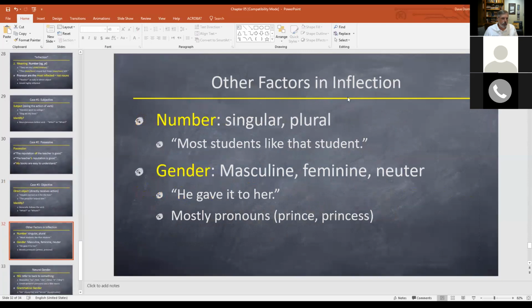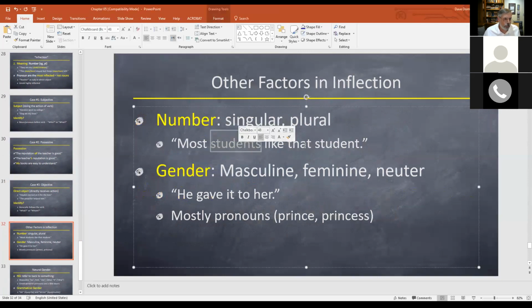There are other factors that deal with inflection in English. The number, singular or plural. Most students, plural, like that student. Or we'll say likes that student, I'm in Greek still. Most students likes that student. Well, we understand plural and singular. What changed? The form changed by adding the S at the end of it. So most students, plural, like that student.